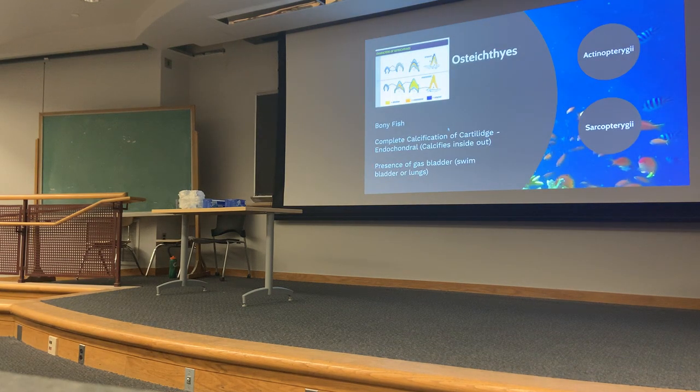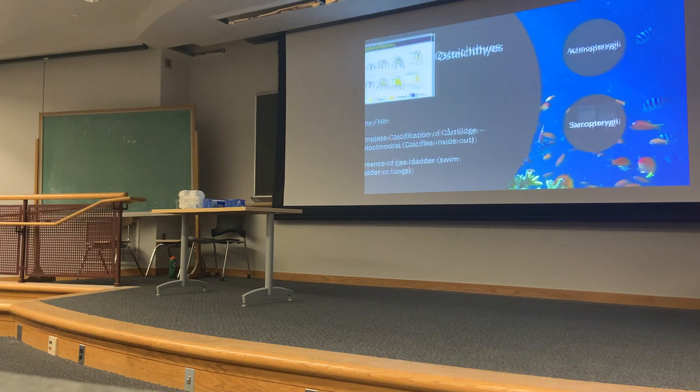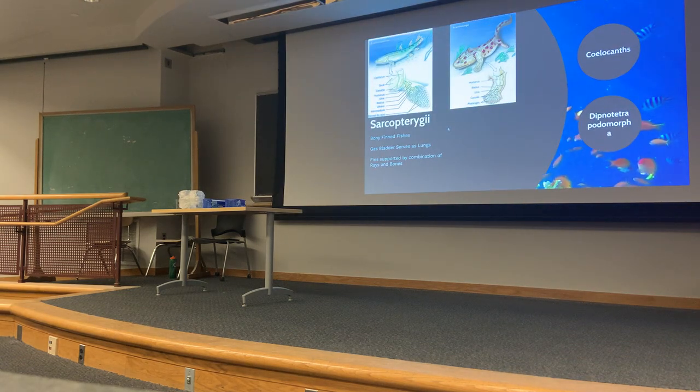And now we have to leave my domain. I'm really sad, I can talk about this for another 40 minutes. But this now gets into the rest of the vertebrates. These are Sarcopterygians, or lobed finned fishes. They're still bony. They still have bones. They still have that internal calcification that happens. But we see that their gas bladders, instead of being used for buoyancy swim bladders, they're used more for lungs.